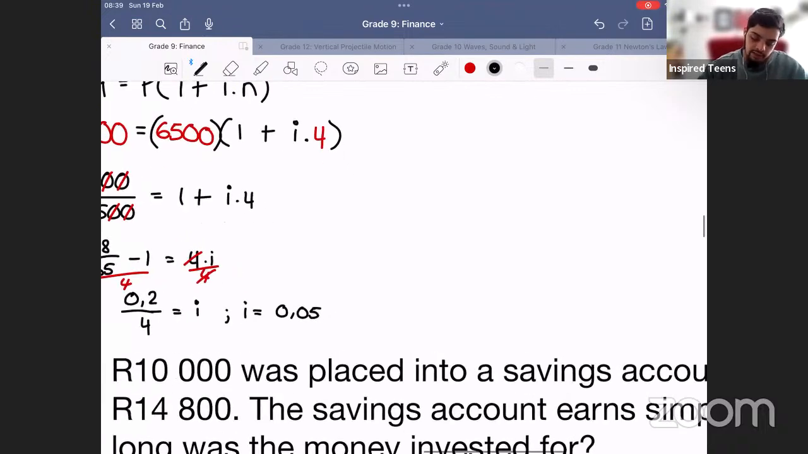How do we convert decimals to percentages? Multiply by 100. In that case, I get an answer of 5%. Okay, let me just check our answers are correct. Okay, yes, correct. 5%.